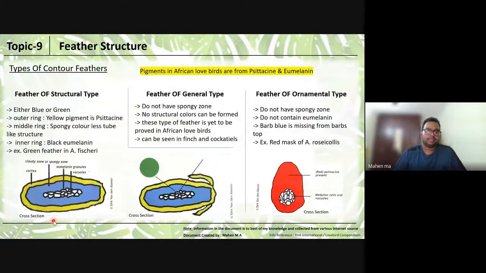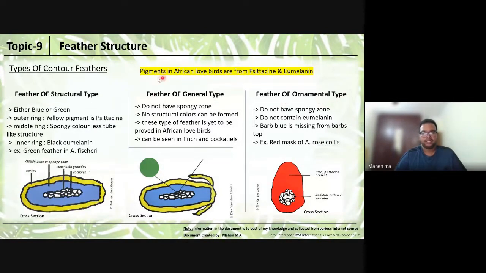So the contour feathers are classified into three types. One is the feather of the structural type, second is a feather of the general type, and third is a feather of the ornamental type.